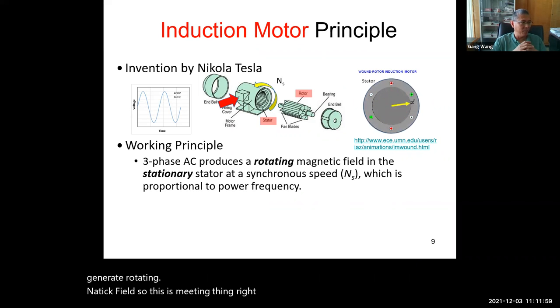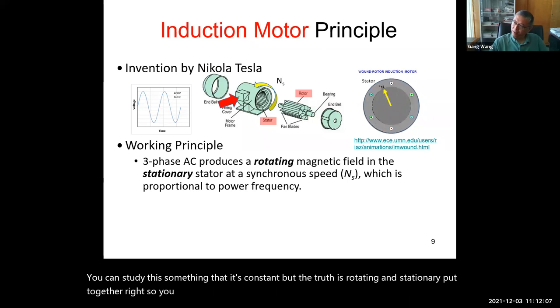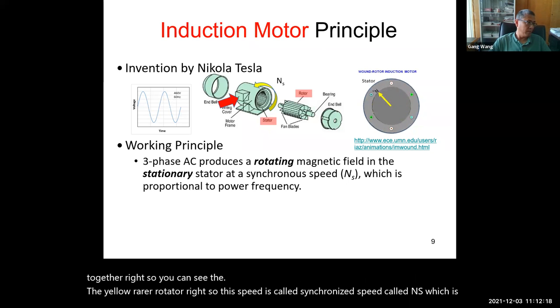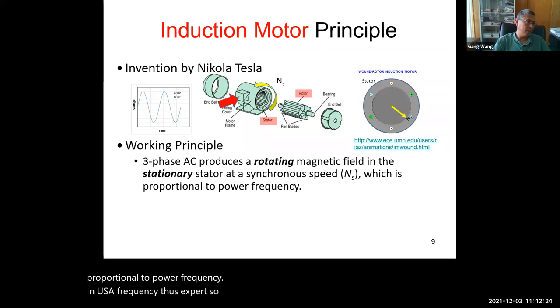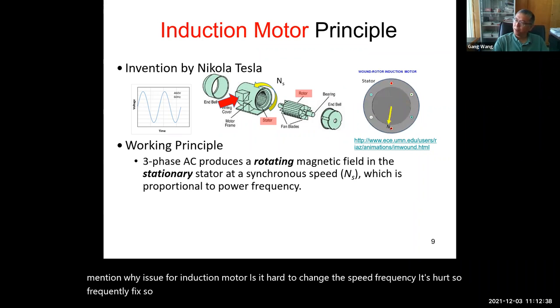It's something like when you sleep, you can't see it, but the rotating and stationary are put together, right? You can see the yellow arrow rotating. This speed is called the synchronous speed, called Ns, which is proportional to power frequency. In the US, the frequency is 60 hertz, so the speed is always proportional to 60 hertz. Later we will mention one issue for the induction motor: it's hard to change the speed because the frequency is 60 hertz. The frequency is fixed, so the speed is fixed, right? So this is the first part.